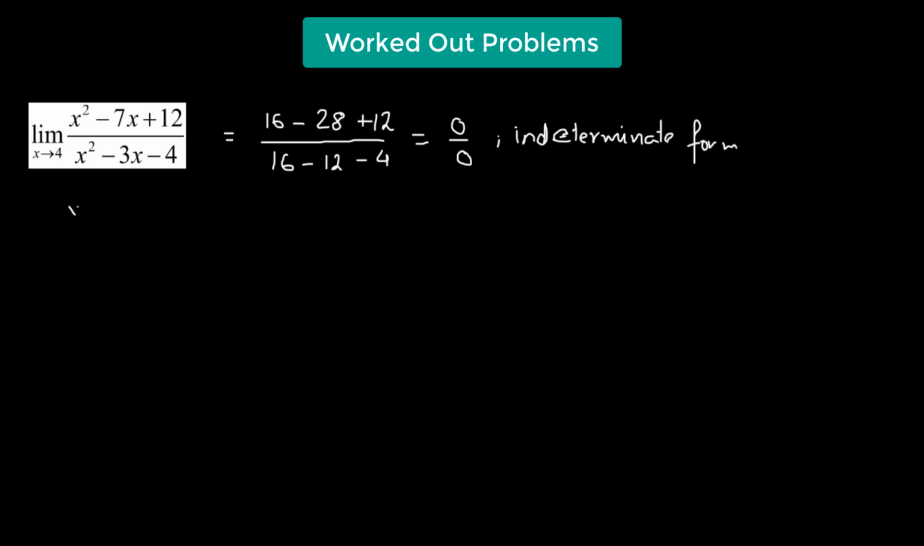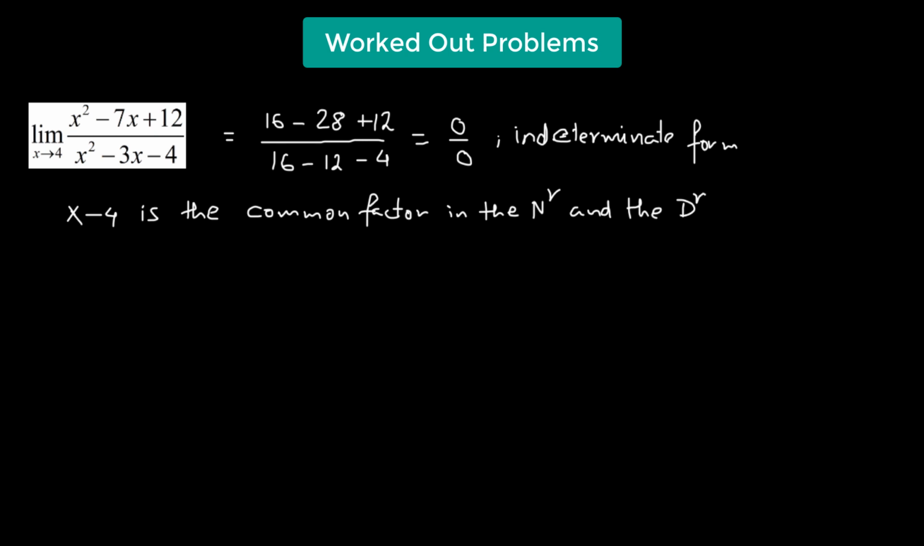So that means x minus 4 is the common factor in the numerator and the denominator. So we have to get rid of this common factor. So let us begin by first factorizing the numerator, which is x squared minus 7x plus 12, by splitting the middle term.